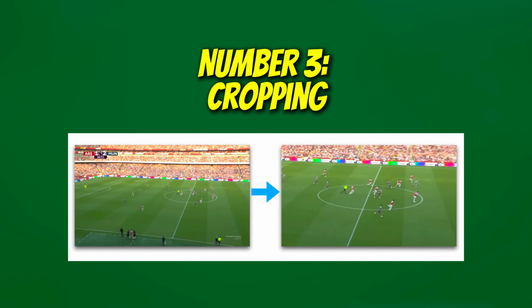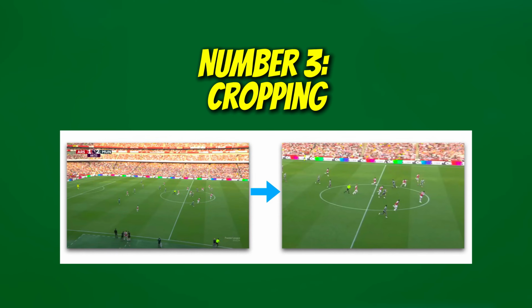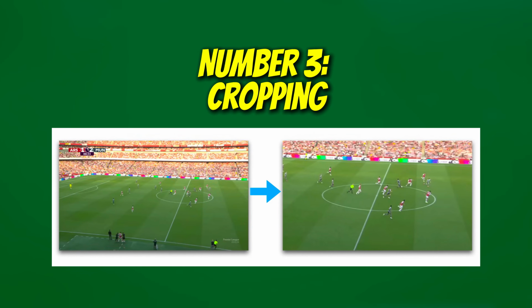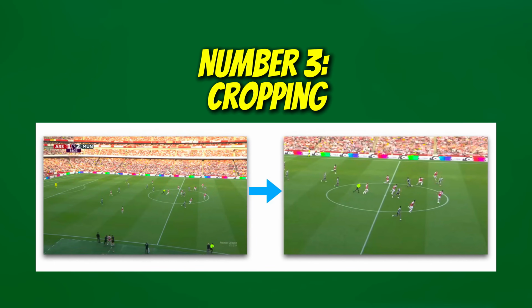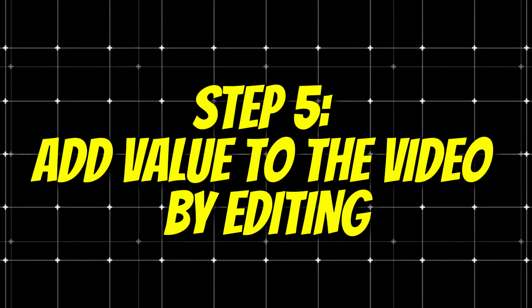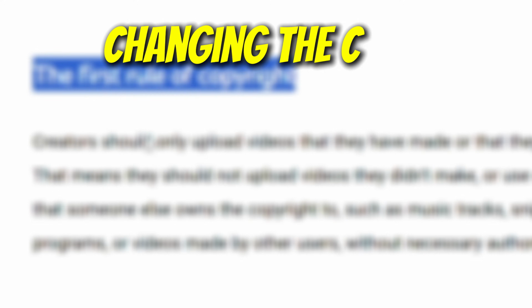Number 3. Cropping. Lastly, cropping the video is a simple yet effective way to transform the footage. By cropping, you reduce the visible area of the original video, which is a helpful way to ensure it's visually altered. Step 5. Add value to the video by changing the clip order.